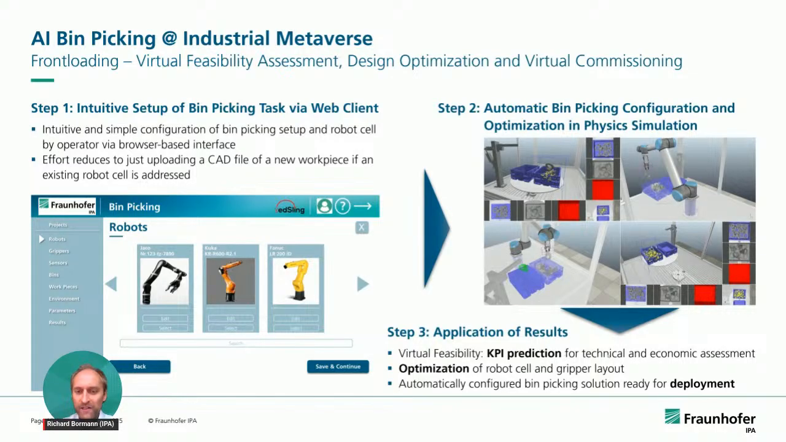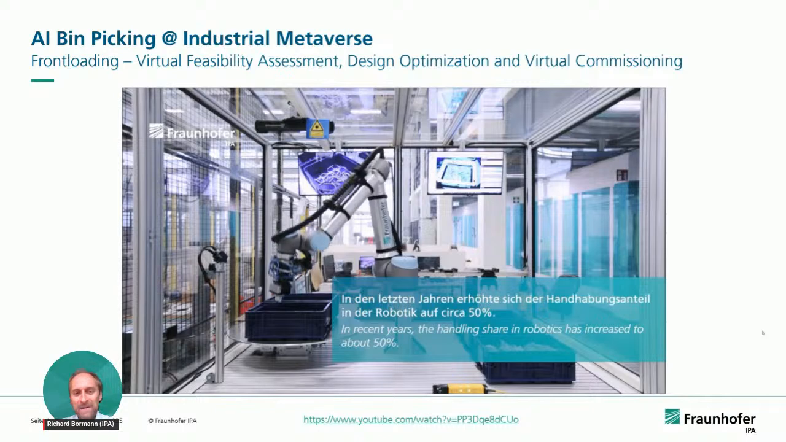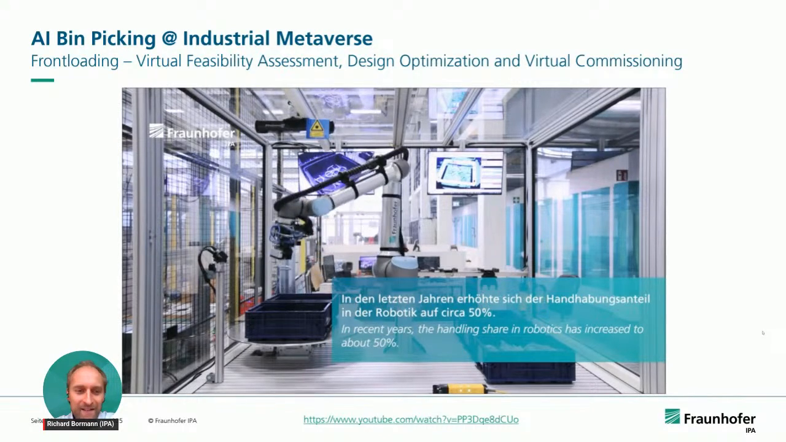And of course, if you're not happy yet, go into the optimization loop, have the system optimize your system for the robot cell and for the gripper layout, and in the end, be ready to deploy the thing on the real machine that you can build up with this competence and confidence. Okay, just quickly see this in real.